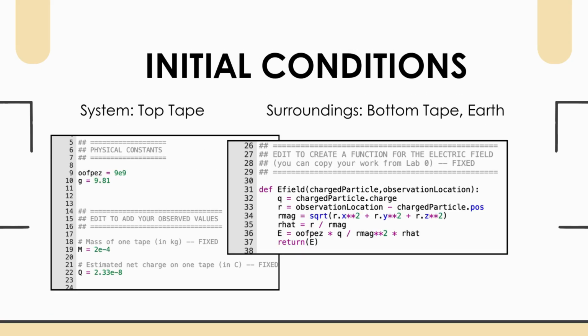For starters, the system is the top tape, and the surroundings are the bottom tape and Earth. For the initial conditions, we had to declare some physical constants, such as K and the gravitational constant near Earth's surface. We also had to declare the mass of one tape, and then we also used the estimated net charge on one tape that we found in Lab 1. Also, I think it's important in the initial conditions to talk about how we defined the electric field, and we used the formula for the electric field of a point charge.